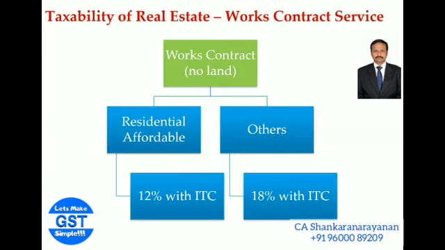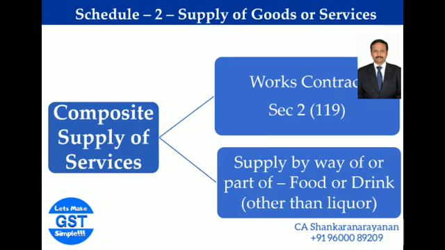Okay, so now what we can do is, for the moment, park this composite supply of services definition, which we will take up after we finish Schedule 3. So now what I can tell you is composite supply of services can be two: one, works contract; the other one, supply of food and drink.